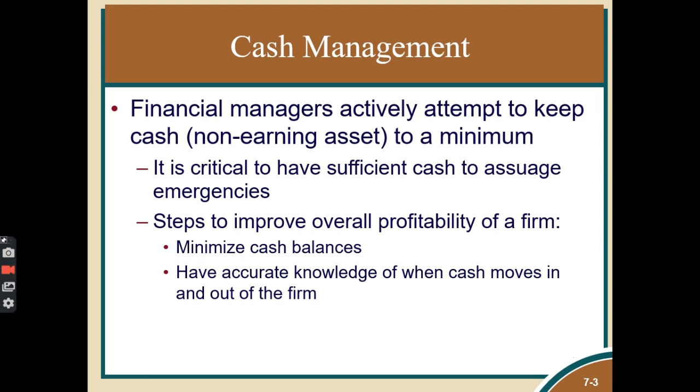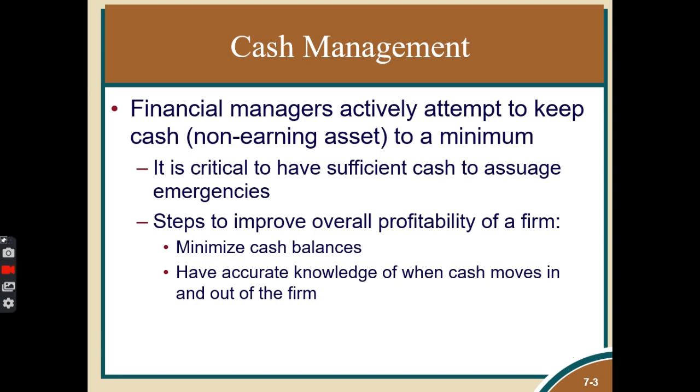So it is critical to have sufficient cash to make sure that we have enough resources or funds for emergencies. Meaning we are maintaining enough cash balances that are necessary for emergencies, necessary for expenses, and other expenditures or the incurrence of certain costs. The first step to improve the overall profitability of a firm is to minimize cash balances.